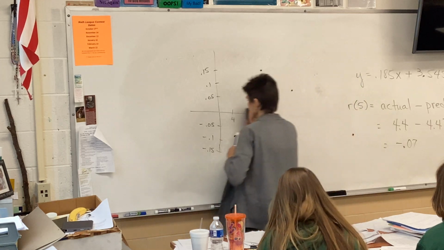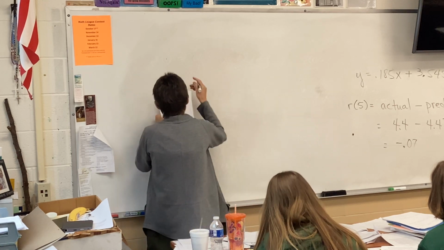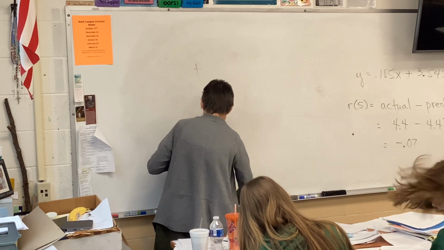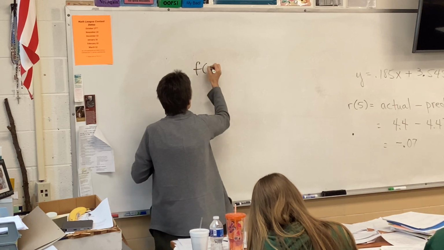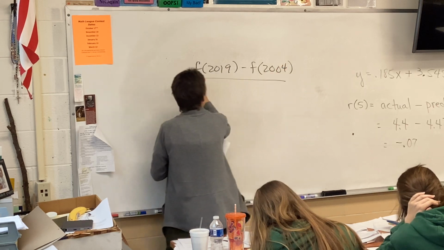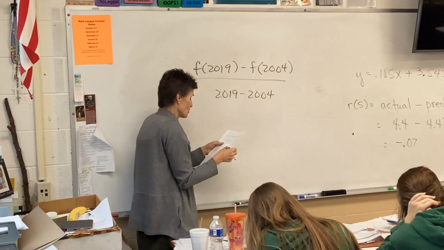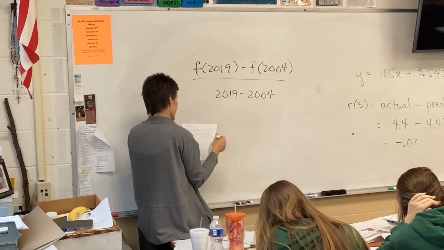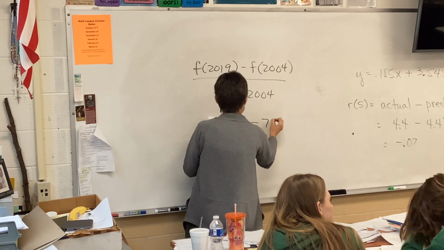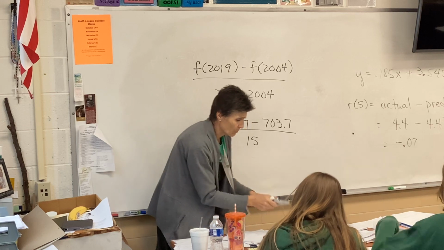Guys, that's old news. How do we find the average rate of change? It's going to be F of 2019 minus F of 2004, over 2019 minus 2004. Would everybody agree with that? So that's just going to be 926.7 minus 703.7 over 15. So we can do that.